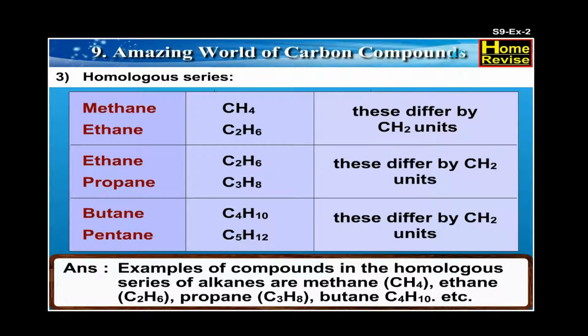Examples of compounds in the homologous series of alkenes are methane CH4, ethane C2H6, propane C3H8, butane C4H10, etc.